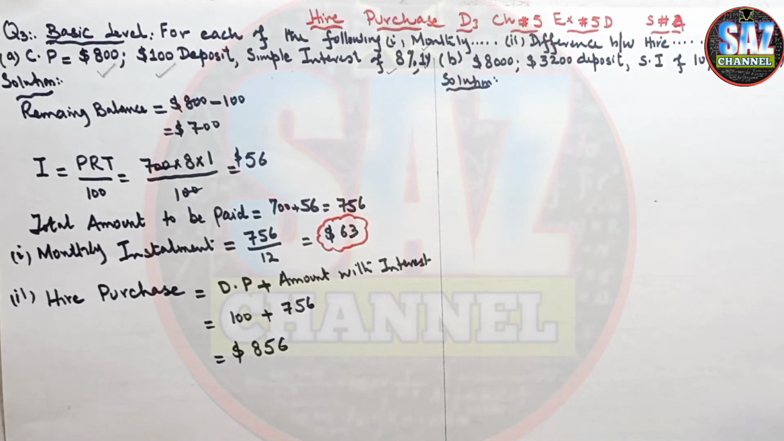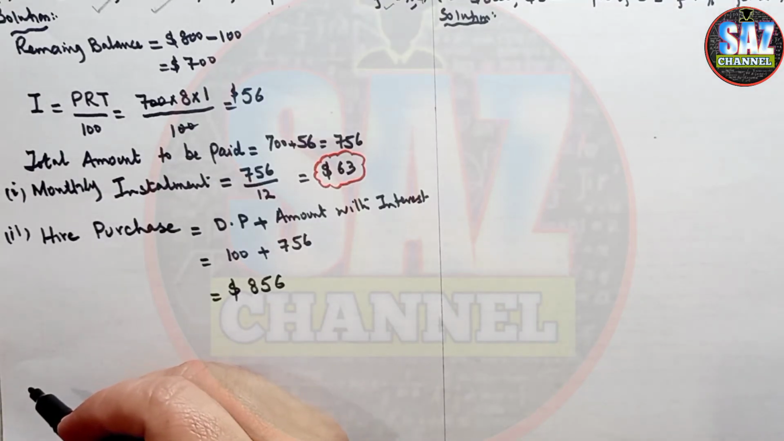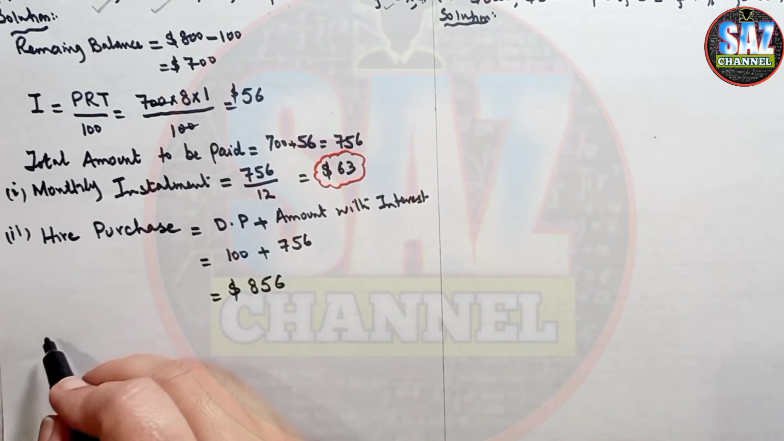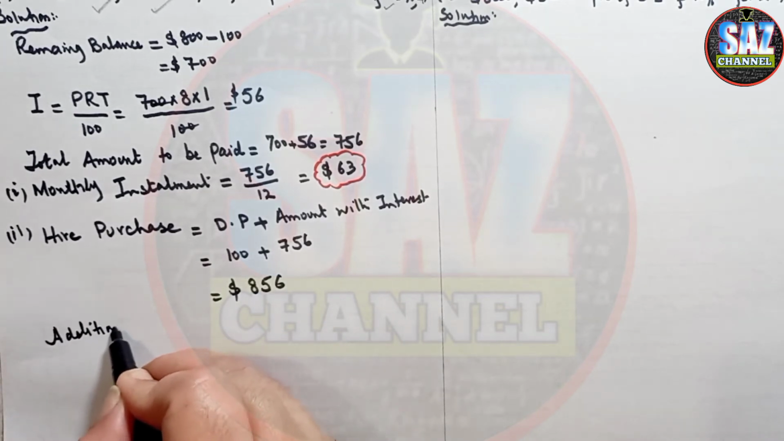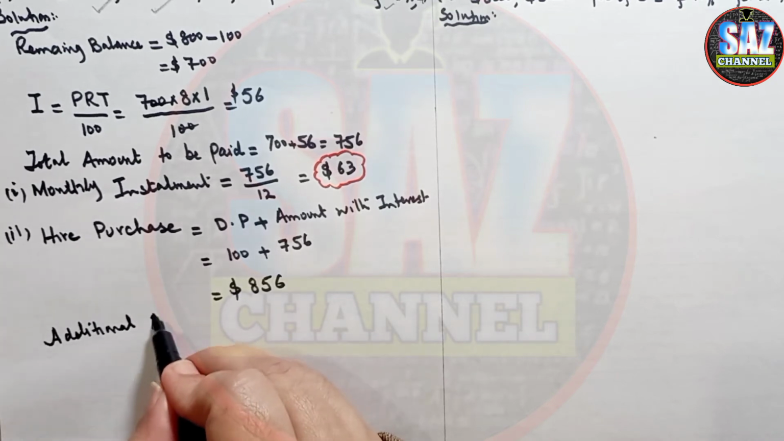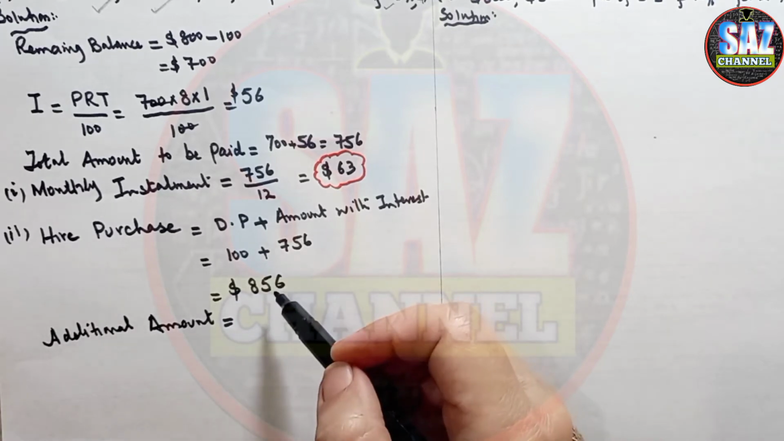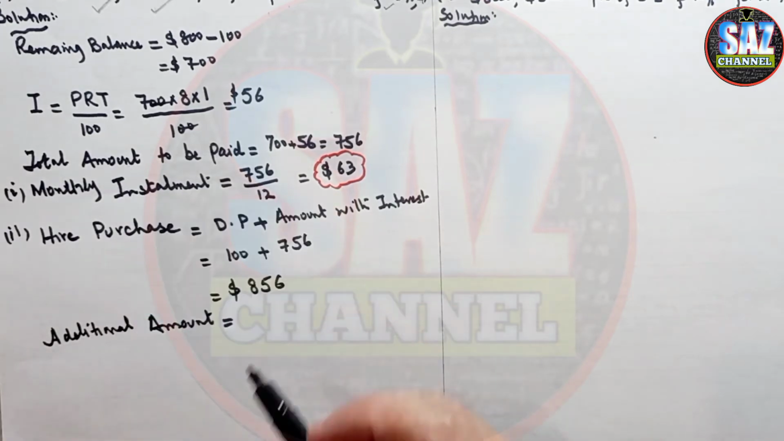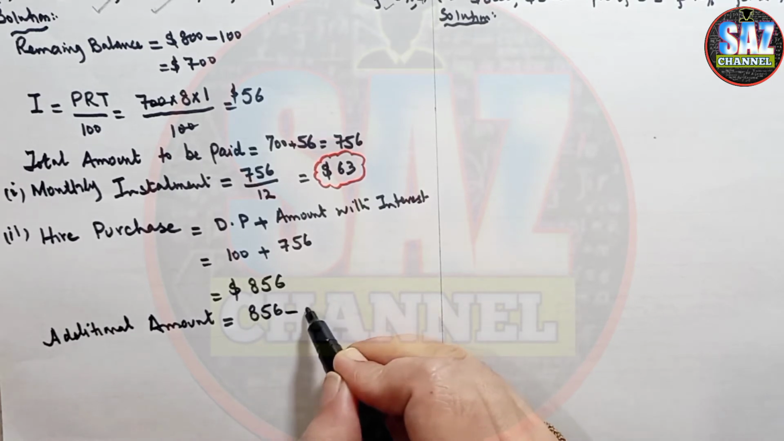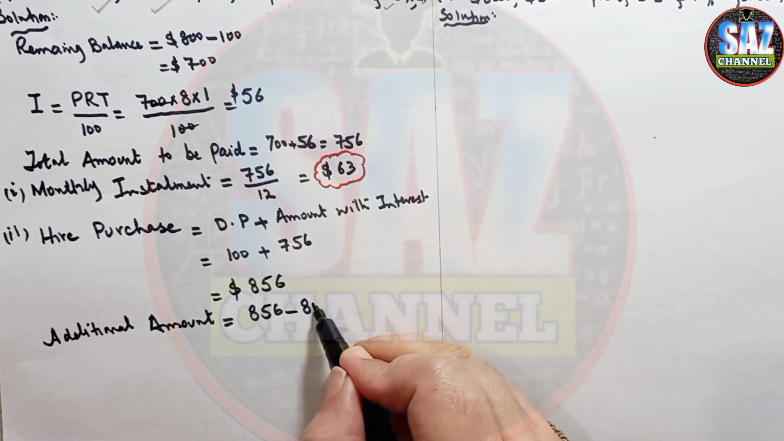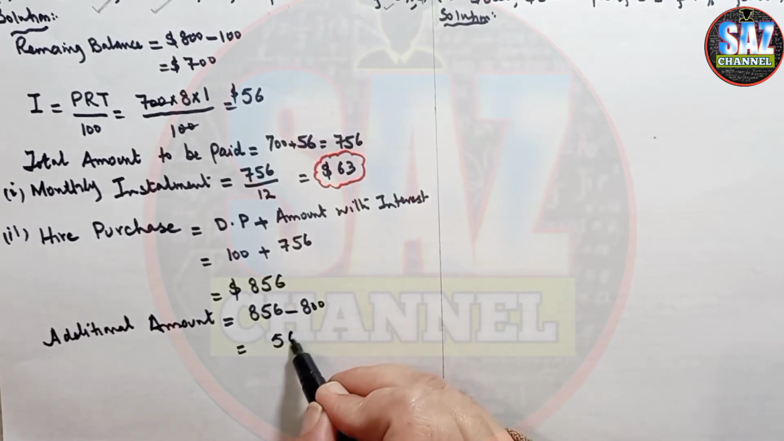So this is the hire purchase price. Now additional amount equals hire purchase we have calculated. Additional amount will be equal to your hire purchase price and actual cash price. We have to take the difference between that, 856 minus 800, and that will give me 56, which is actually the amount of interest as well.